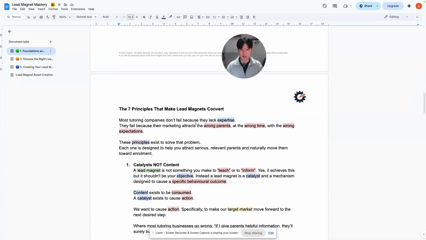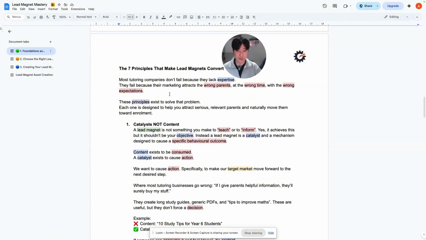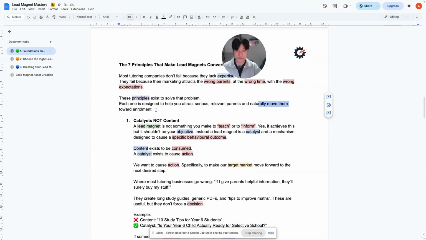Now, the 7 principles that make lead magnets convert. These are incredibly important. Most tutoring companies don't fail because of a lack of expertise. They fail because their marketing attracts the wrong parents at the wrong time with the wrong expectations. The 7 principles exist to solve that problem and to outline what you can do about that. Each one is designed to help you attract serious, relevant parents and naturally move them towards enrollment.